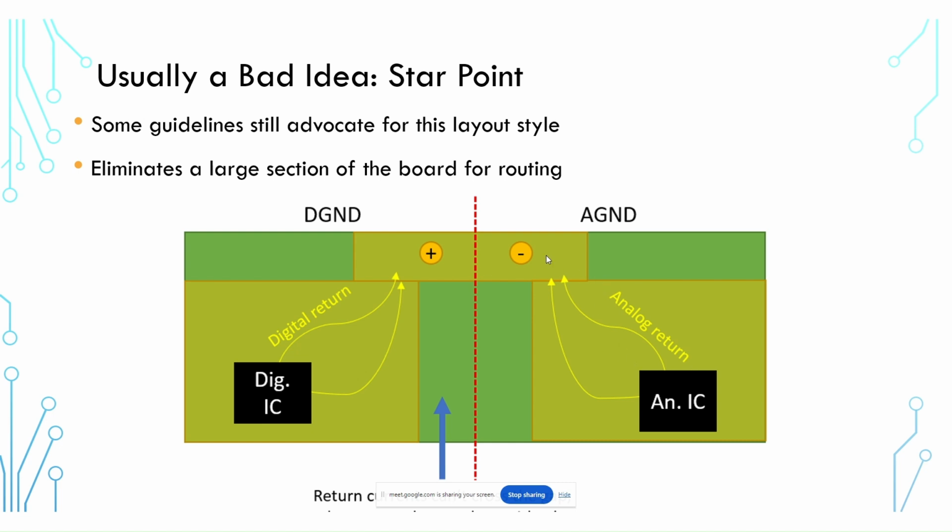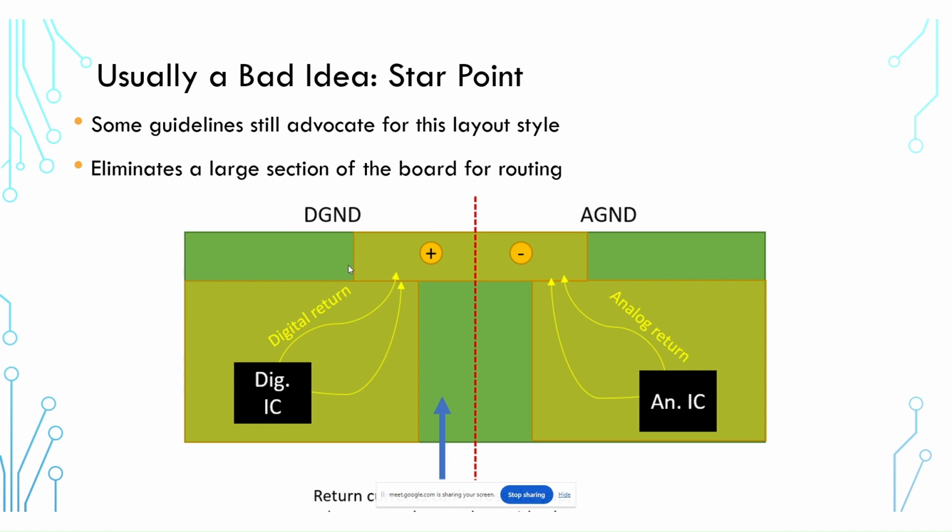Now, this is a top view, kind of what we saw earlier, but where we've segmented the board into two sections, a digital ground section on the left and an analog ground section on the right. And then here we have basically some sort of input where we have a plus terminal and a minus terminal.